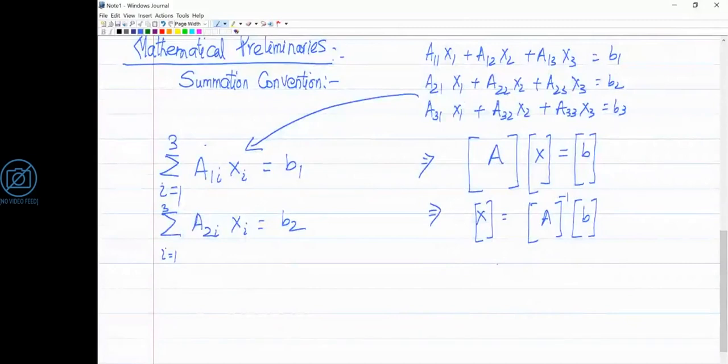And if you want to generalize this, I could say that it's summation over i of a_ki into x_i, and that's equal to b_k.